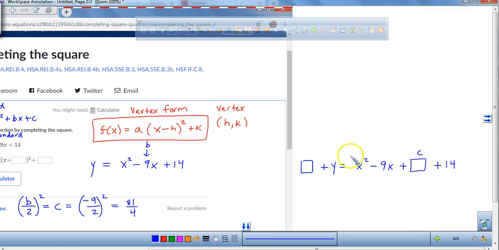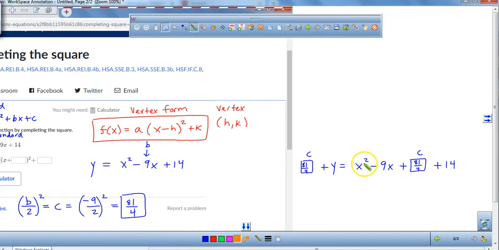And I'm going to put the c value that goes with completing the square. So when we take half the b value and we square it, we're going to put 81 over 4 right here, and we're going to put 81 over 4 right there. Now we're almost done. All we've got to do is a couple of things.